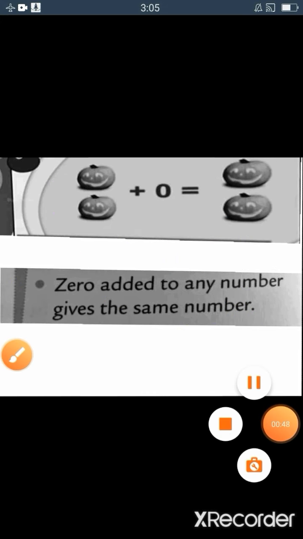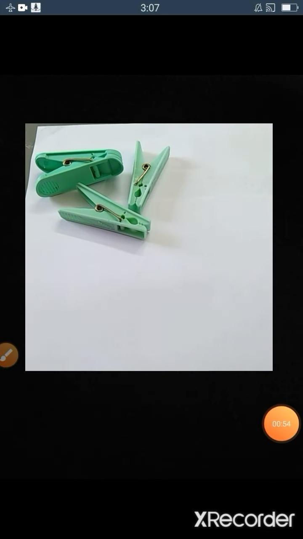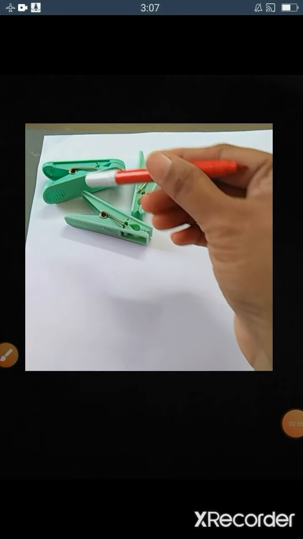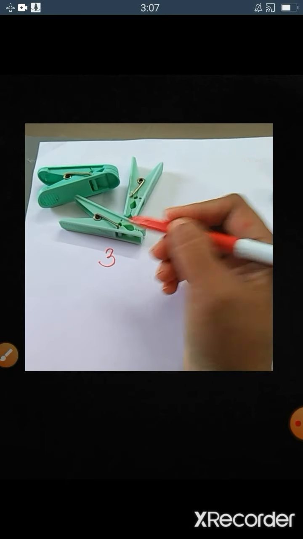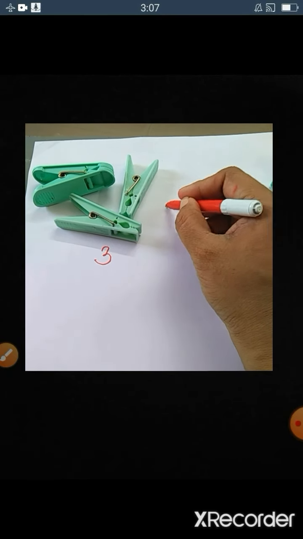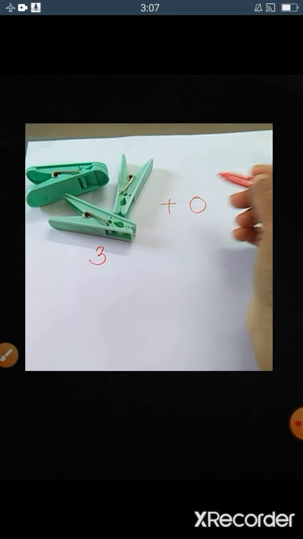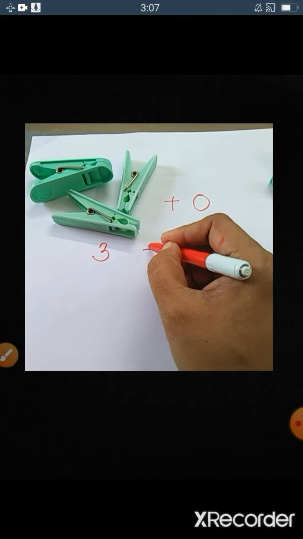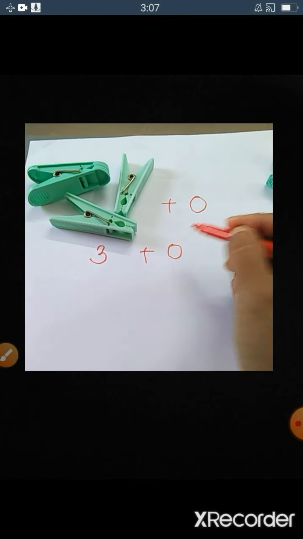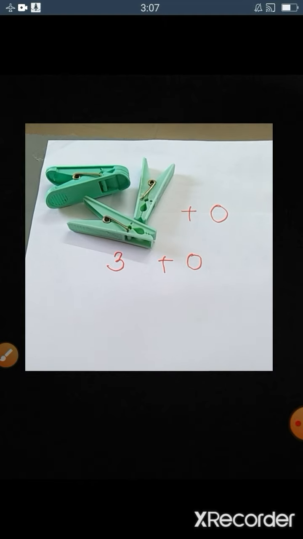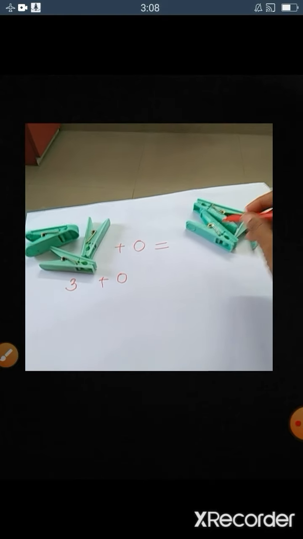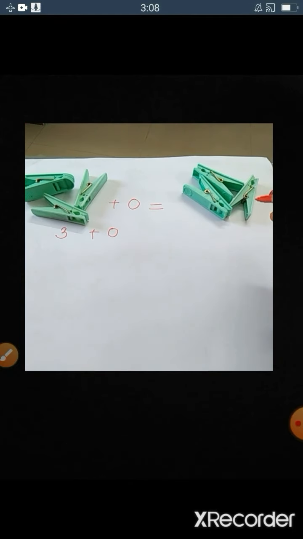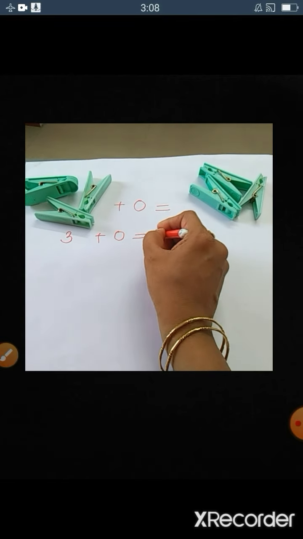Let me explain this using the cloth pegs now. See here, just count how many cloth pegs are here. 1, 2, 3. So I am writing 3 for it, and to it I am not adding any cloth peg. So what have I written? Plus 0 here. So children, 3 plus 0 will be equal to how many cloth pegs? Just see, count. 1, 2 and 3. So 3 plus 0 is 3 only.